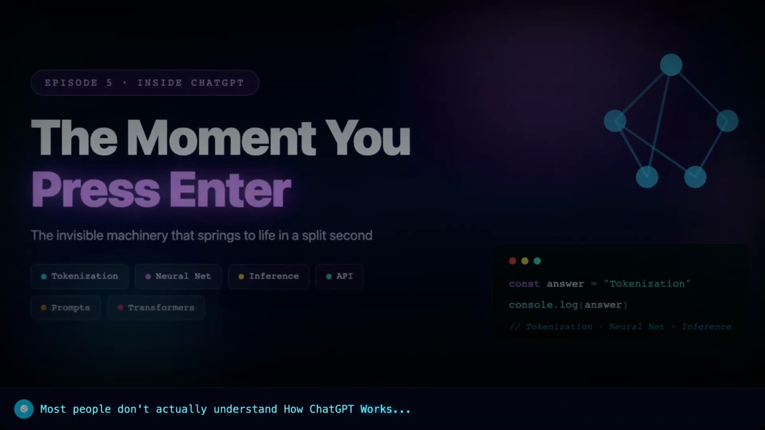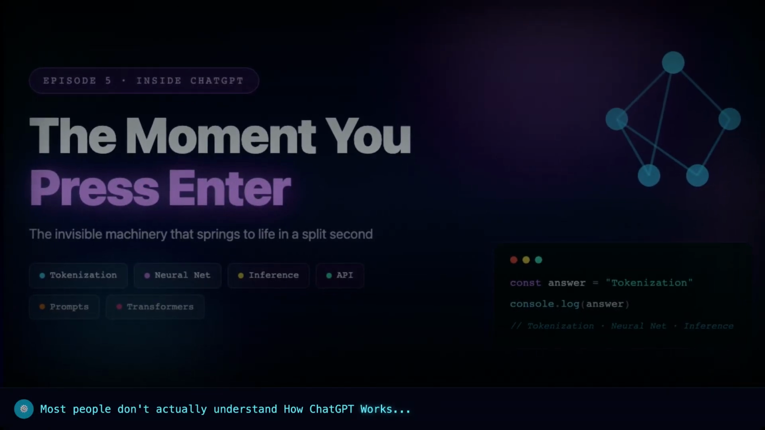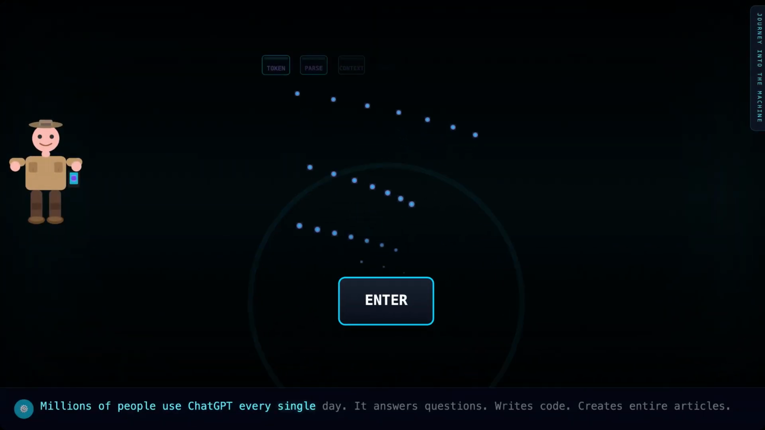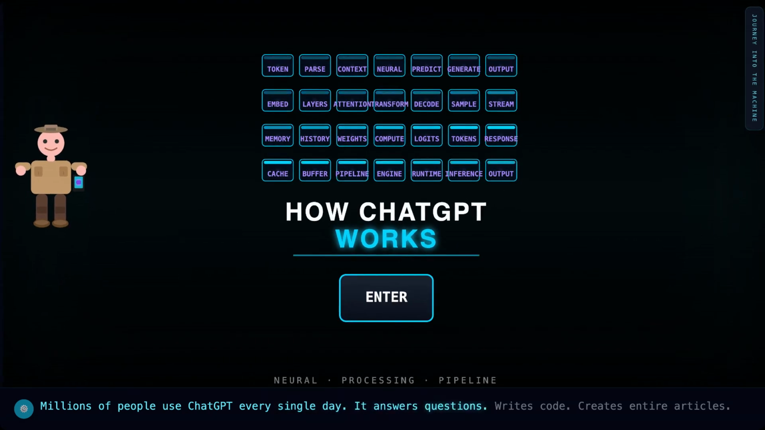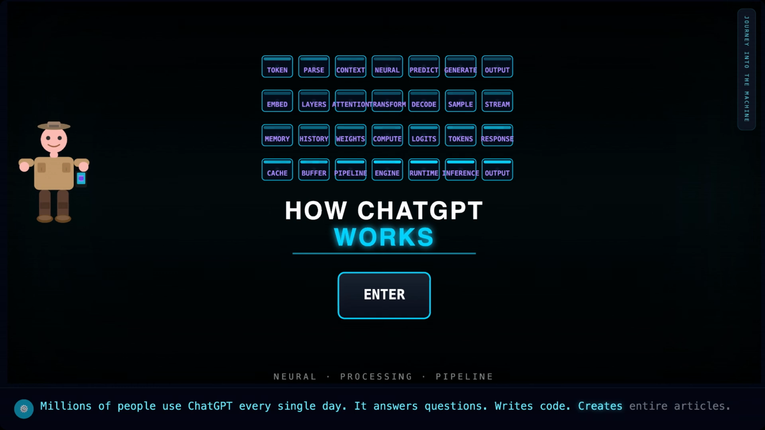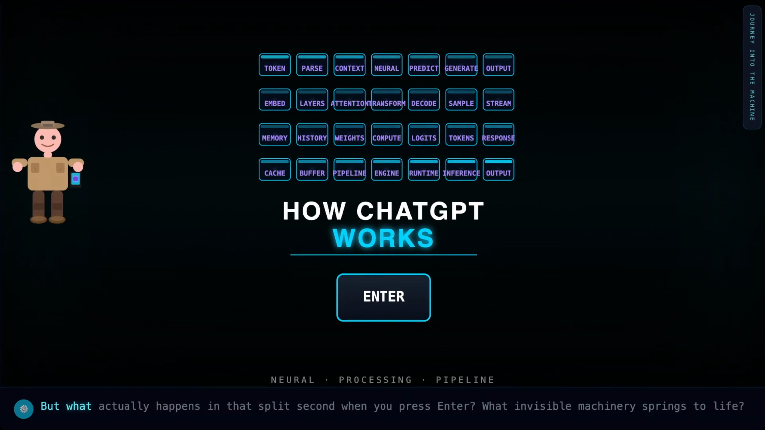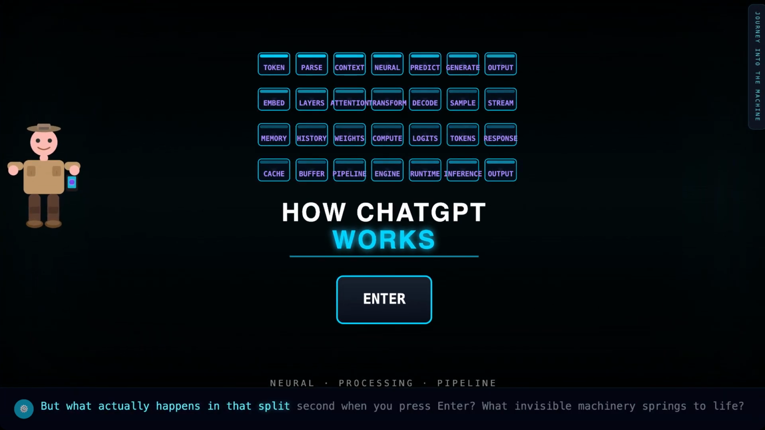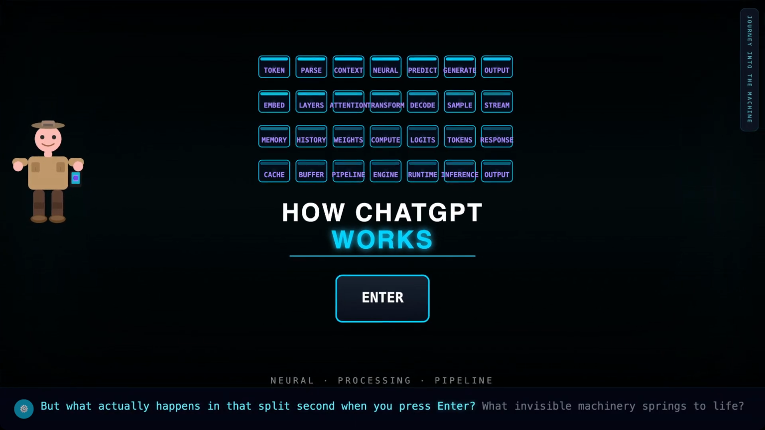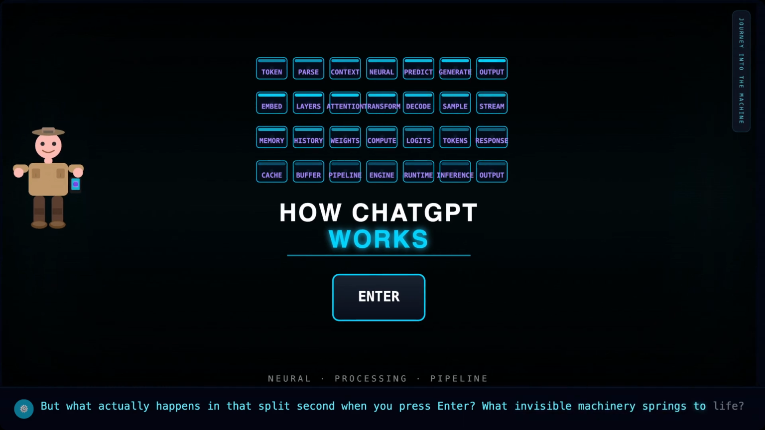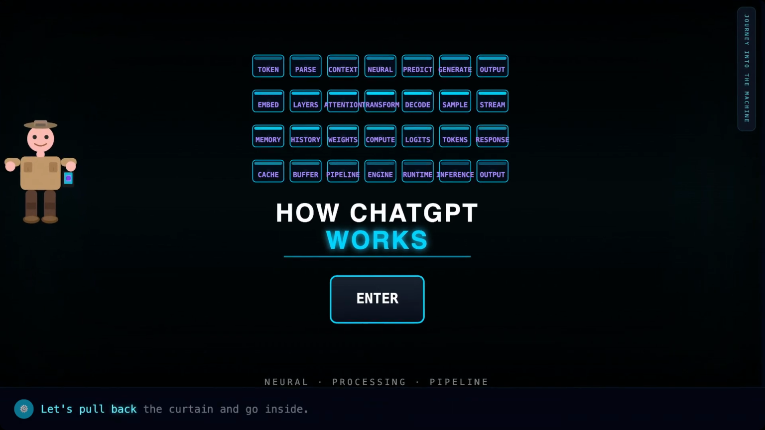Most people don't actually understand how ChatGPT works. Millions of people use ChatGPT every single day. It answers questions, writes code, creates entire articles. But what actually happens in that split second when you press enter? What invisible machinery springs to life? Let's pull back the curtain and go inside.